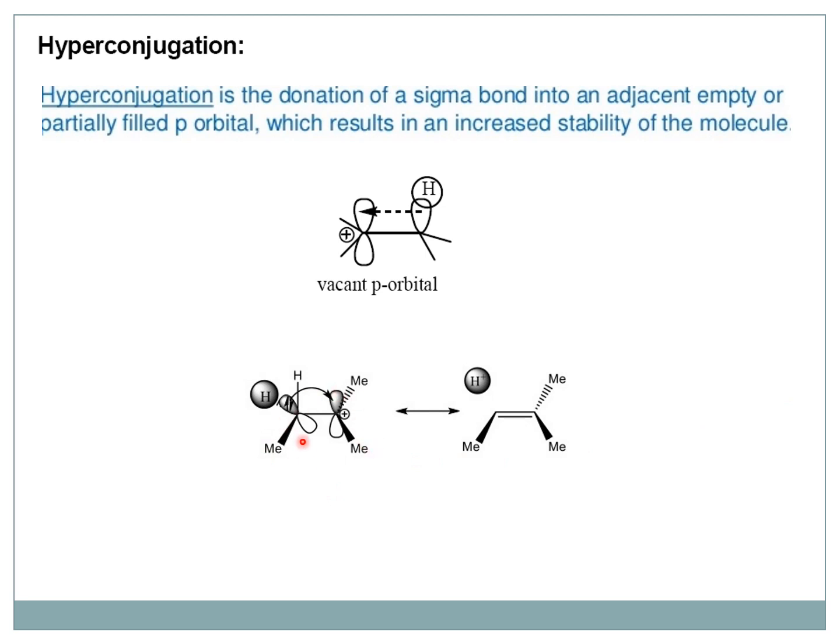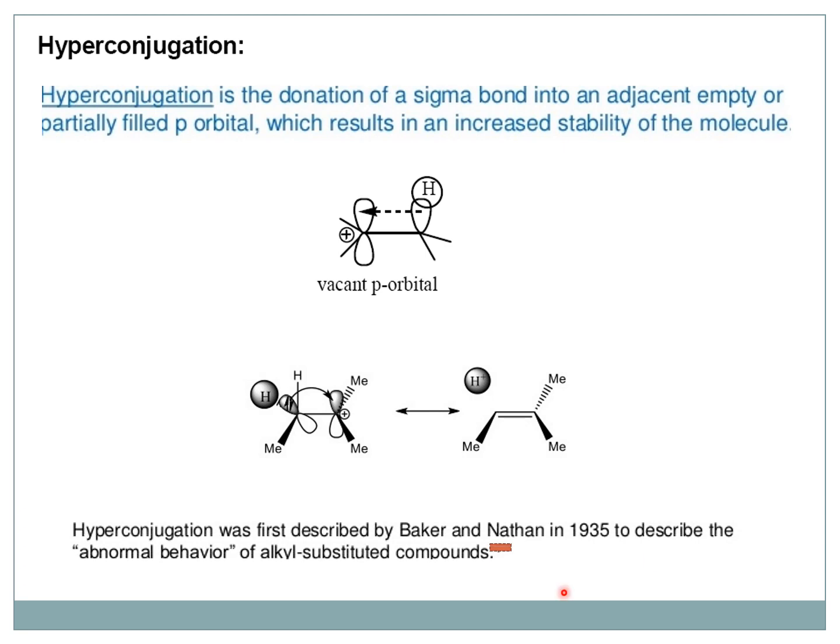So this is the orbital diagram. Here there is no bond between carbon and hydrogen, because the electrons are shifted to the empty orbital of the nearest carbon atom. So it is known as the Baker-Nathan effect, and after the donation of the sigma electron, as there is no bond between carbon and hydrogen, this effect is also known as the no bond resonance effect.